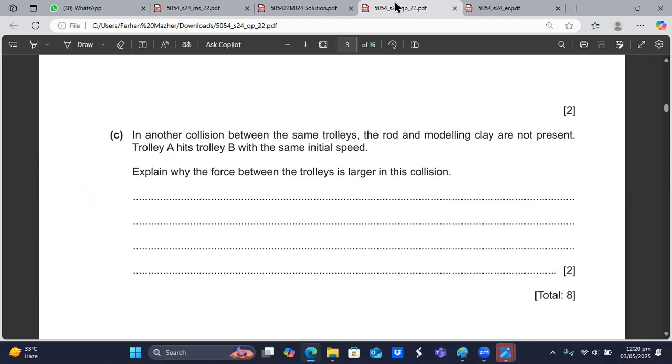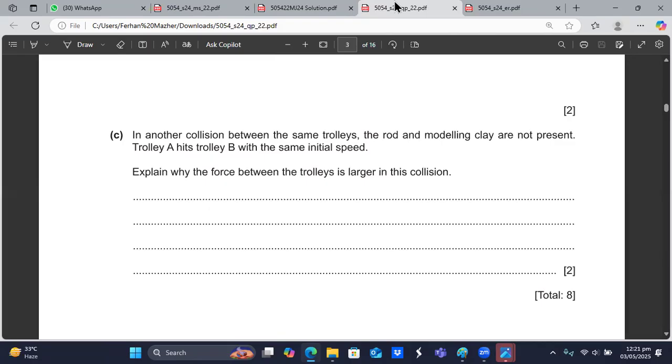In another collision between the same trolleys, the rod and modeling clay are not present. Trolley A hits trolley B with the same initial speed. Explain why the force between the trolleys is larger in this collision. You remember that the formula for the force is change in momentum divided by time.